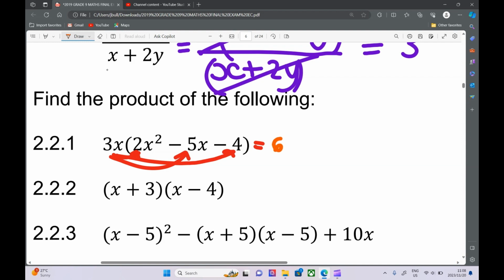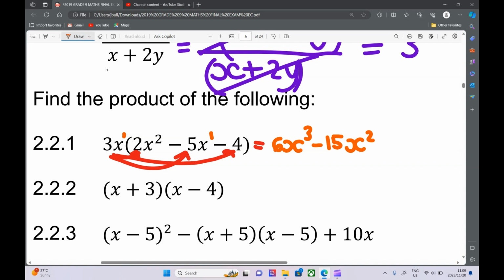x times x squared. Remember that we imagine there's a little 1 there. We're multiplying, so we're going to add the exponents. So 1 plus 2 is x to the 3. Next up, we got 3x times negative 5x. So 3 times negative 5 is negative 15. And then again, x1 and x1 means we are left with x2.